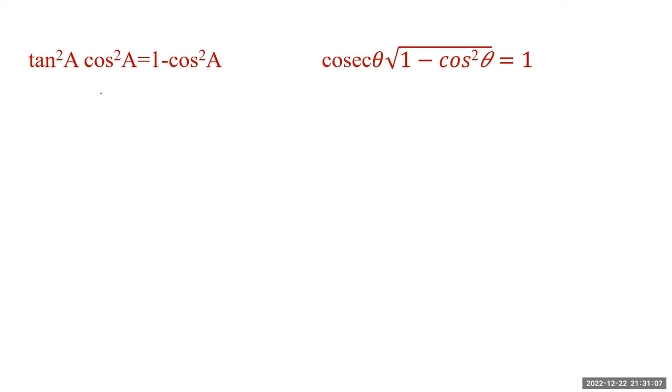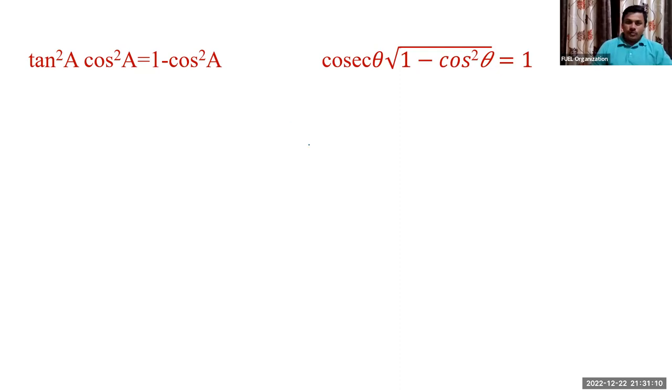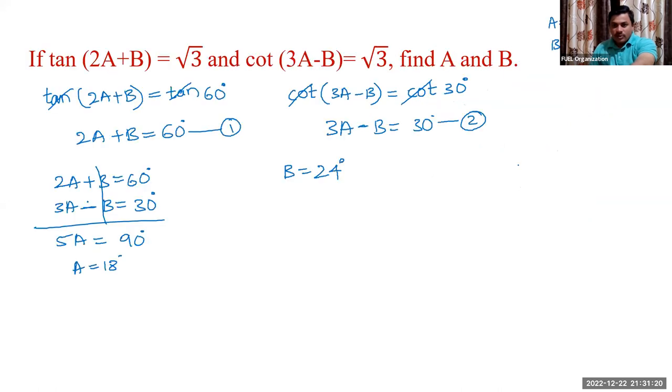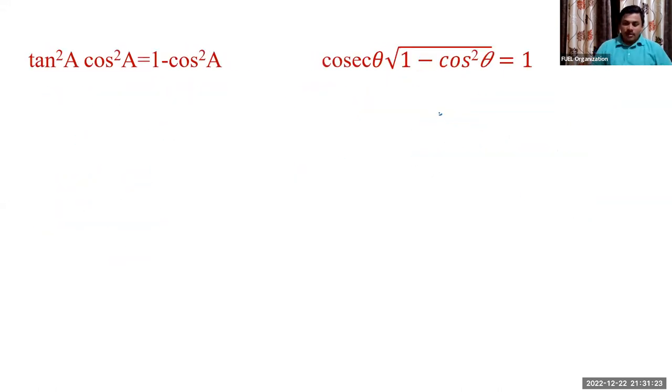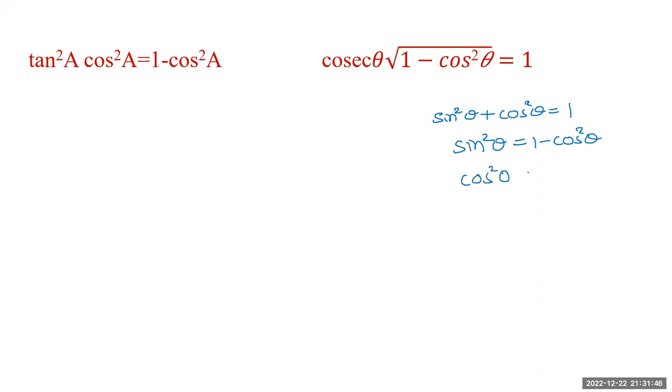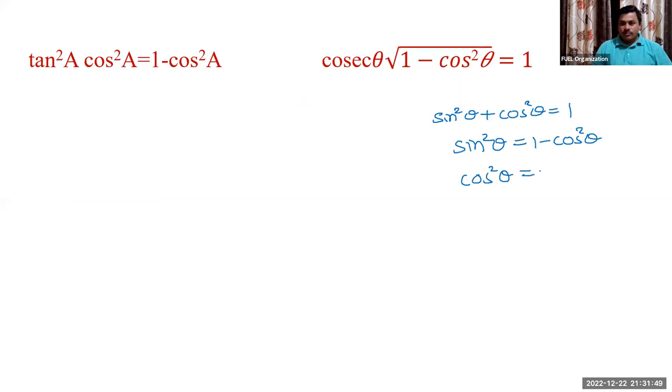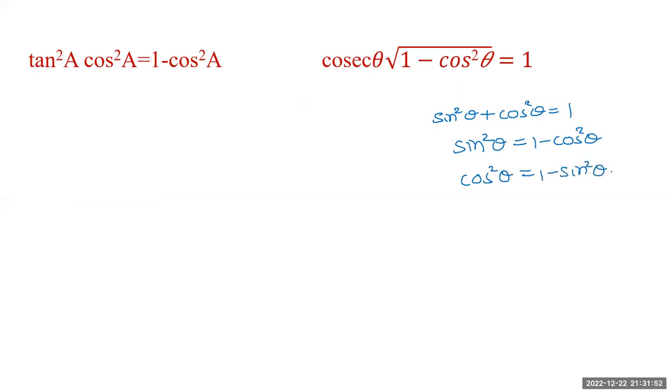Sir, can you write all the identities? Sure, why not? Here we are using only one single identity, which I have written in the previous slide: sine square theta plus cos square theta is equal to 1. I will write it here once again. Actually, there are three identities. This is the identity which we are using. If we rearrange this, we get sine square theta is equal to 1 minus cos square theta, shifting to the right hand side. And if you want only cos square theta, it is 1 minus sine square theta. Very good.